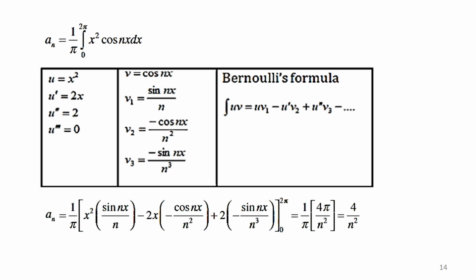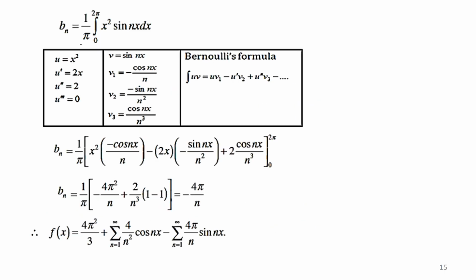Now we have to substitute in the formula here. u value, 2x into v2 value, u double dash value 2 into v3 value, and u triple dash is 0, so the whole term will become 0. So you can just take the sine, cos, and minus sine terms alone. Okay, and now you have to substitute the limits 0 to 2 pi, and if you solve this, you will get the answer 4 by n square. In the same way, you have to find the value for b n and substitute the limits 0 to 2 pi, and now you have found the values of a naught, a n, b n. Substitute the values in the f of x formula, and you will get the final answer.